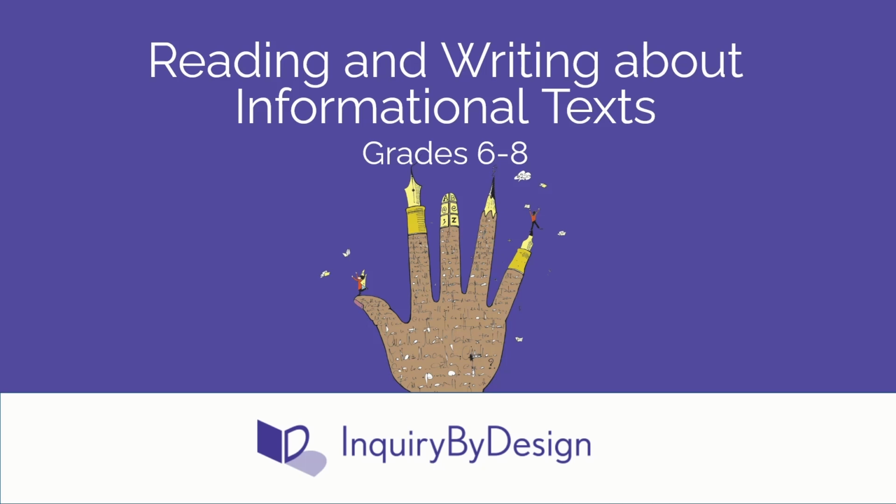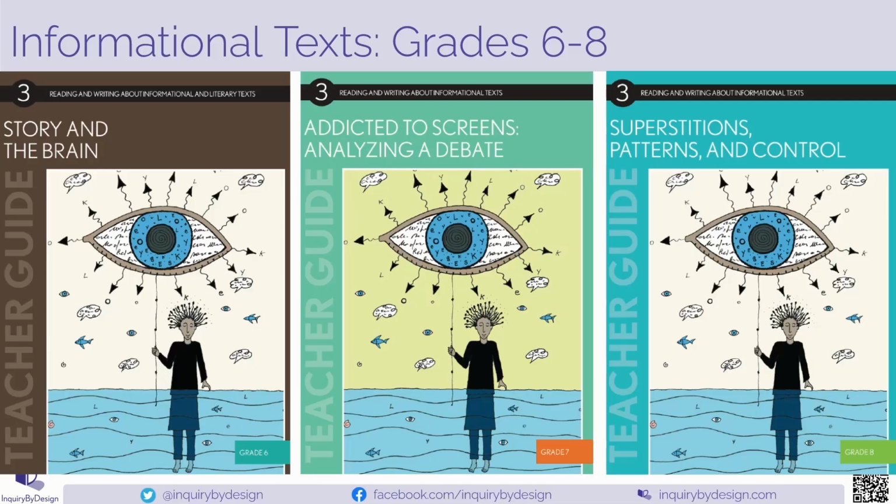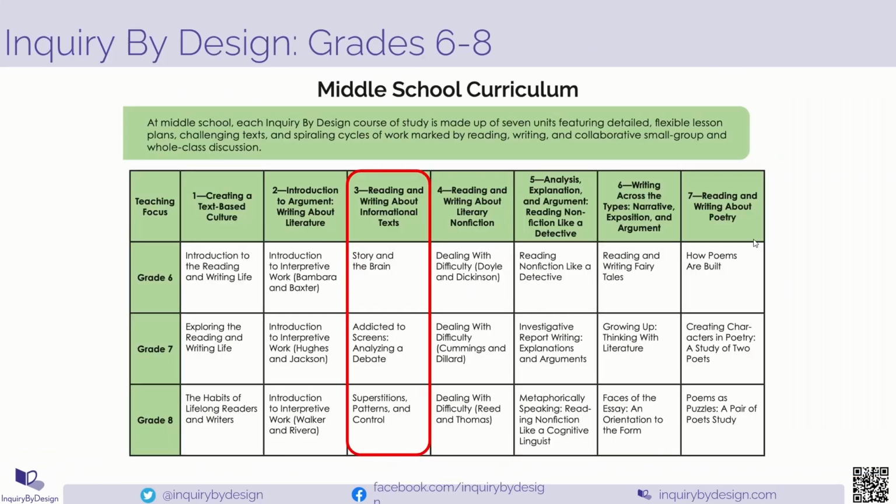Reading and Writing About Informational Texts is the third unit in the middle school curriculum. If you're following the typical progression of units, you would have already done creating a text-based culture and introduction to interpretive work. And aside from 7th grade's texts about writing advice, this will probably be the first informational text or nonfiction that you are really digging into with your students.